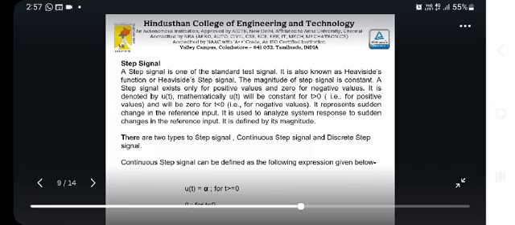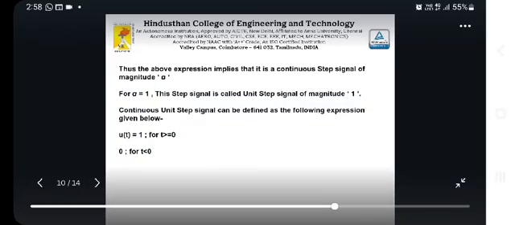It represents sudden changes in the reference input. It is used to analyze system response to sudden changes in the reference input. It is defined by its magnitude. This is the mathematical representation of the unit step signal. For a equal to 1, this step signal is called the unit step signal, as the magnitude is 1. u of t is equal to 1 for t greater than or equal to 0. Suppose t is less than 0, then the value is 0.